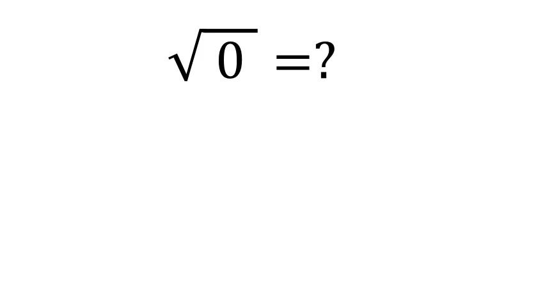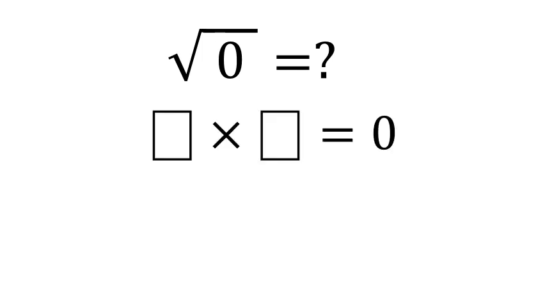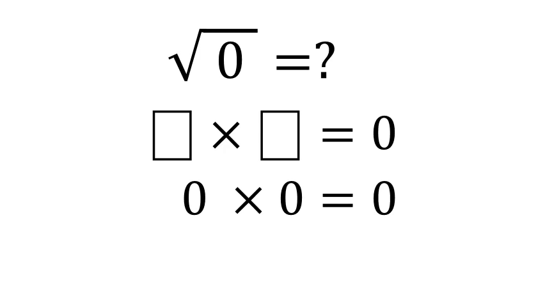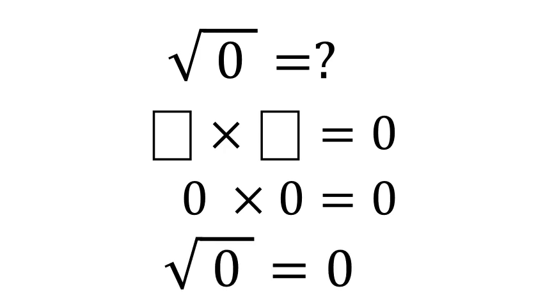What is radical of 0? I'm looking for a number, when I multiply it by itself, I will obtain 0. 0 times 0 equals 0. So simply radical of 0 is 0.